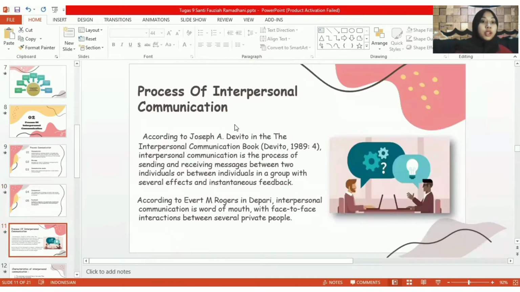Process of interpersonal communication. According to Joseph DeVito, in the Interpersonal Communication Book, interpersonal communication is the process of sending and receiving messages between two individuals or between individuals in a group with several effects and intended objectives. According to Everett M. Rogers, interpersonal communication is word of mouth, face-to-face interaction between several private people.